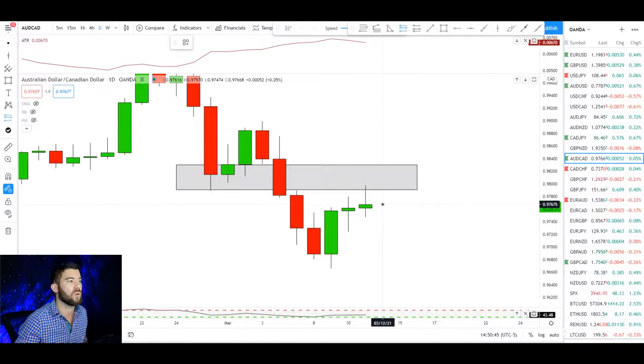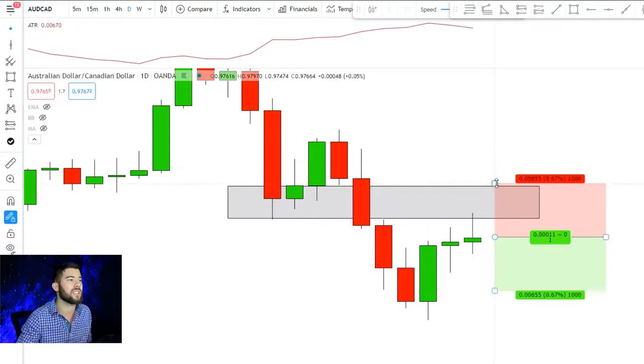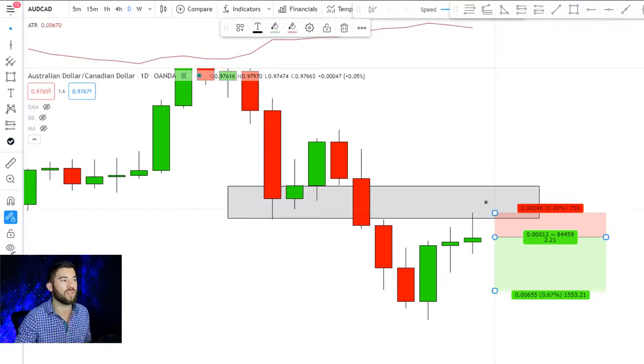Let's go ahead and put a position tool on the chart. Right now, the ATR, if you look in the top left corner of the screen, is 67 for the Aussie Canada. If the ATR is 67, what I want to do is make sure that I am at least one ATR above the swing high of this current pullback to give the trade breathing room.